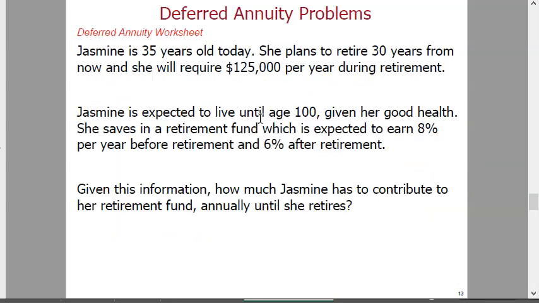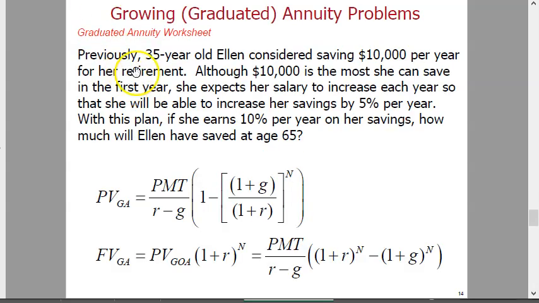Whereas in the graduated annuity problem, Ellen is starting with the same $10,000. However, as her salary increases, she will be contributing more towards her retirement. So she is contributing 5% more every year. So this is the main difference. We call it a growing annuity, also called a graduated annuity.